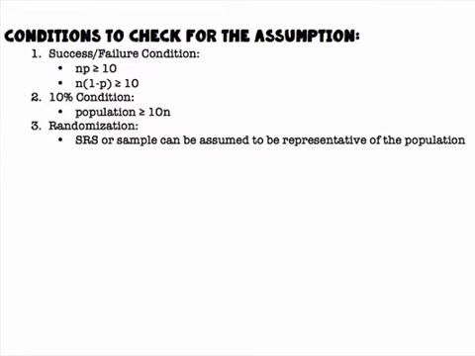Conditions to check for the assumption. I need to have a success and a fail; I can only have two outcomes. So N times P has to be greater than or equal to 10, and N times 1 minus P has to be greater than or equal to 10 to meet that condition. The second is the 10% condition, which is my population has to be greater than 10 times the sample. And randomization can be either stated, if it says it's a simple random sample, then we would just say simple random sample was stated, or we can make the assumption that the sample is representative of the population.